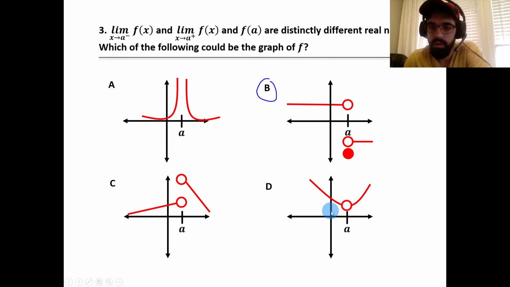D doesn't work. Not only do we not have a definition for a, but also the left bound and the right bound limits are equal. And the conditions are, they are distinctly different real numbers. So D doesn't work for both of those reasons.